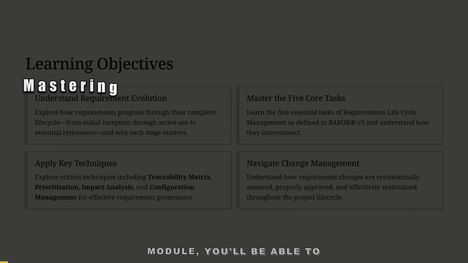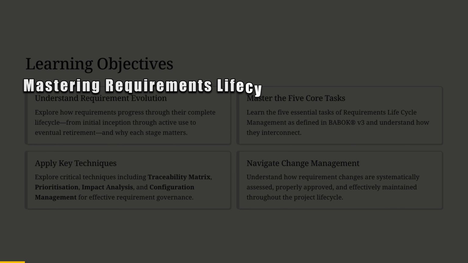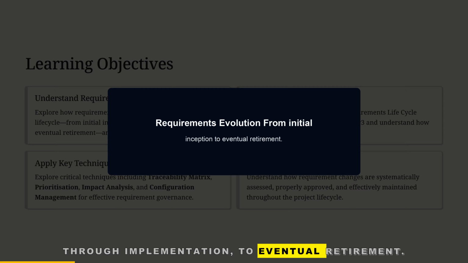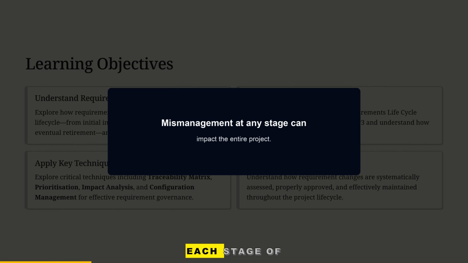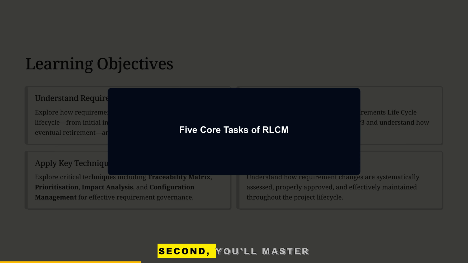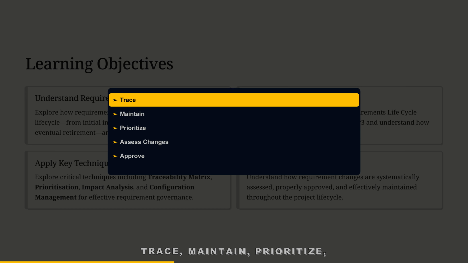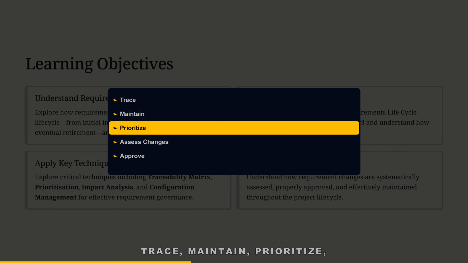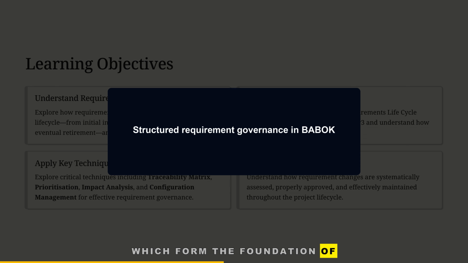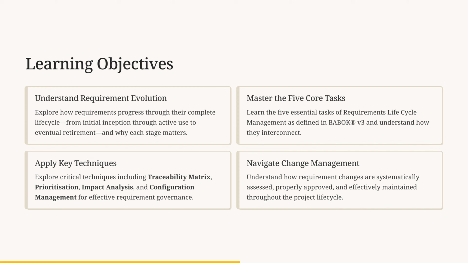By the end of this module, you'll be able to do 4 main things. First, you'll understand how requirements evolve, from initial inception, through implementation, to eventual retirement. Each stage of that journey matters, because mismanagement at any point can ripple through the entire project. Second, you'll master the 5 core tasks of RLCM: trace, maintain, prioritize, assess changes, and approve, which form the foundation of structured requirement governance in BABOK.